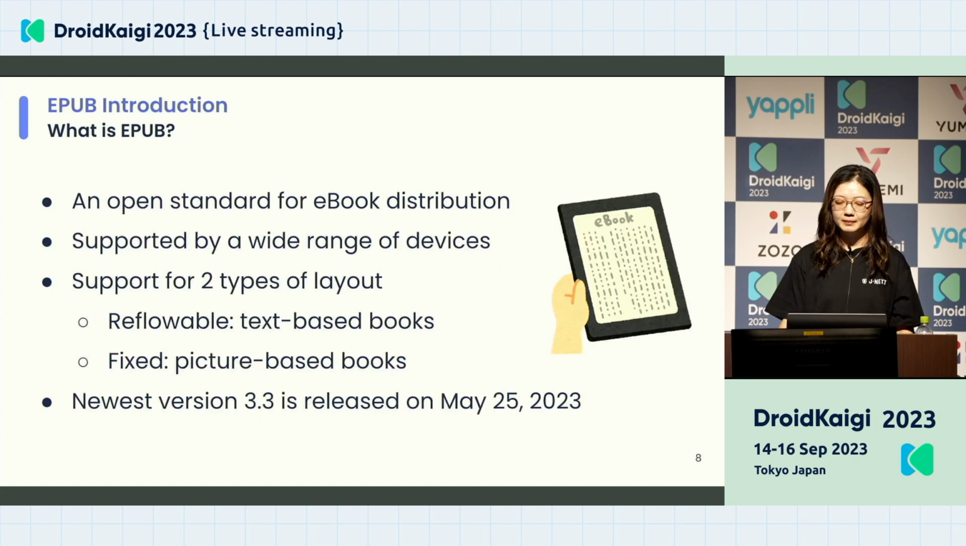What is Epub? Epub, short for Electronic Publication, is an open standard for ebook distribution that enjoys widespread usage. It supports two types of layout: reflowable layout and fixed layout, making it able to render various types of ebooks, such as manga, magazines, novels, picture books, and more. The latest version, Epub 3.3, was released in May of this year, demonstrating the continued evolution of this standard.